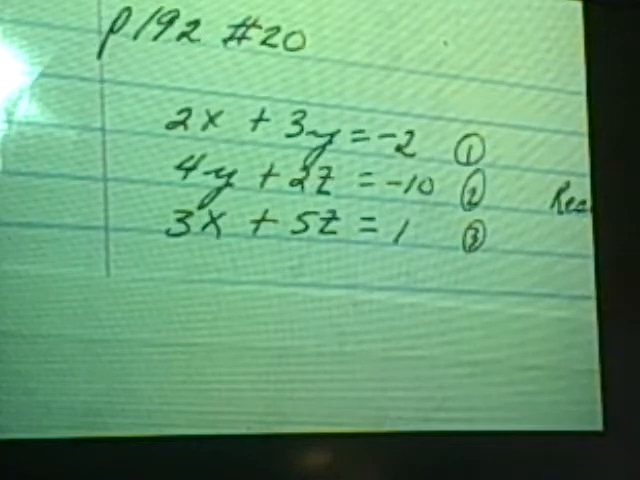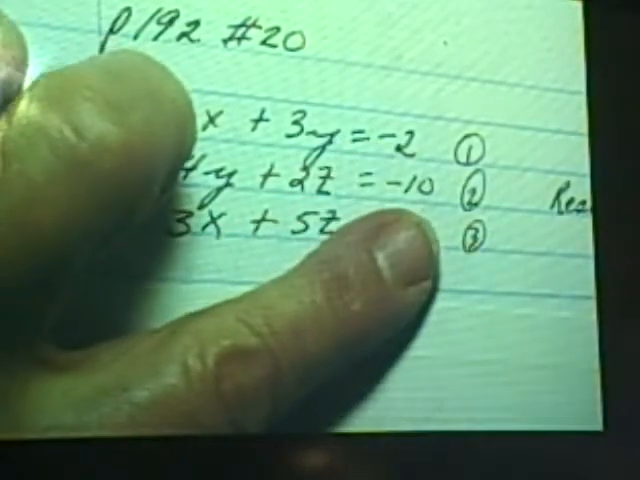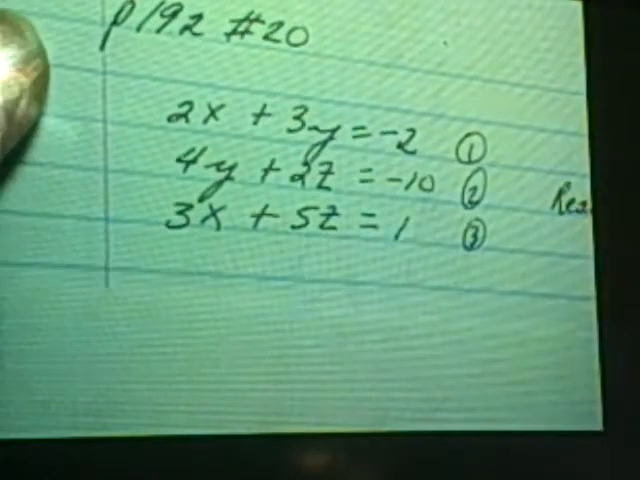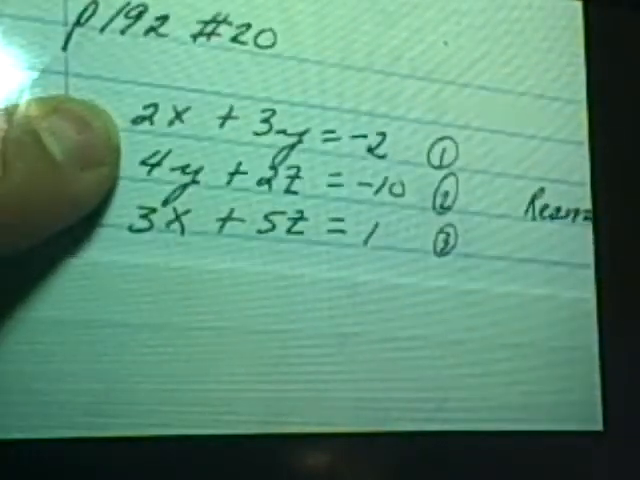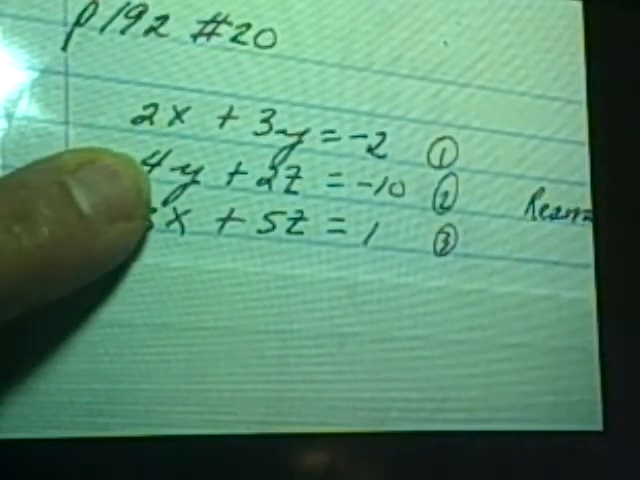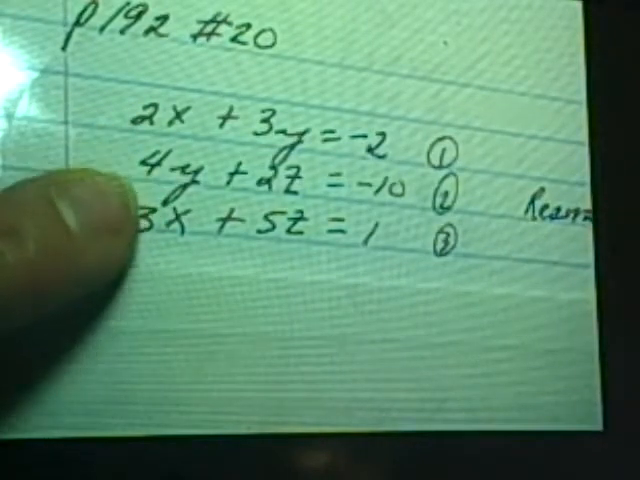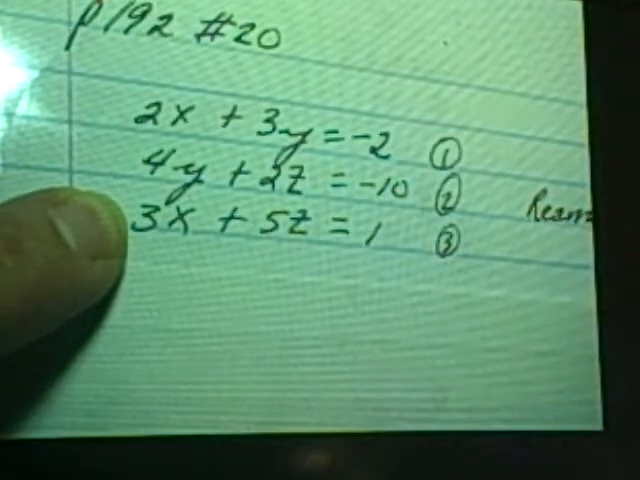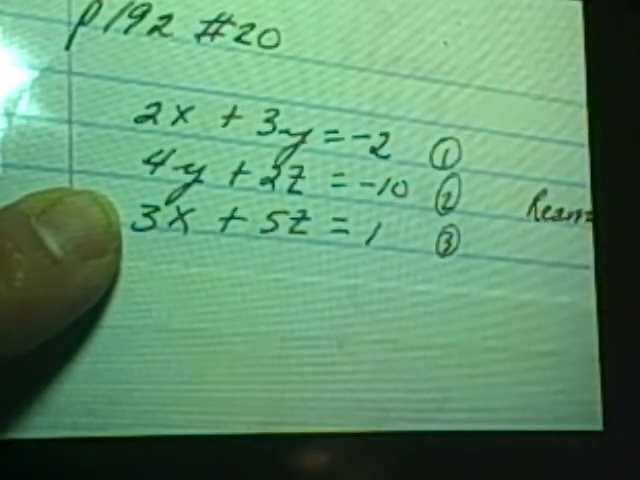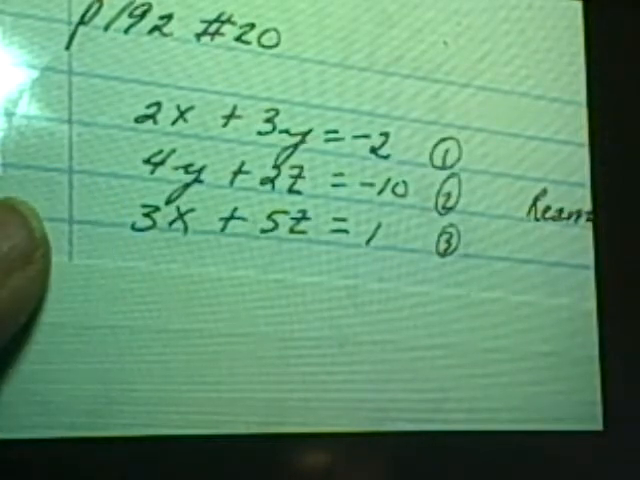Variables here, and I numbered them, as you can see, 1, 2, and 3. And I'm looking at them and I'm realizing this one has an x and a y, this equation has a y and a z, and this one has an x and a z. So it's not really easy for me to eliminate anything.